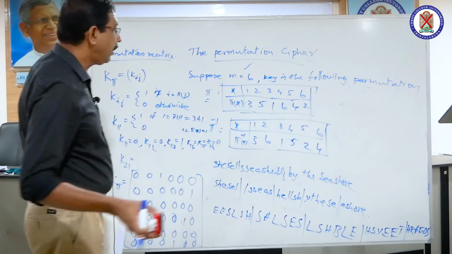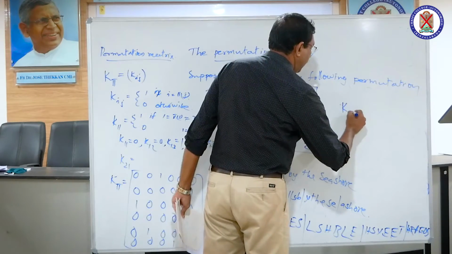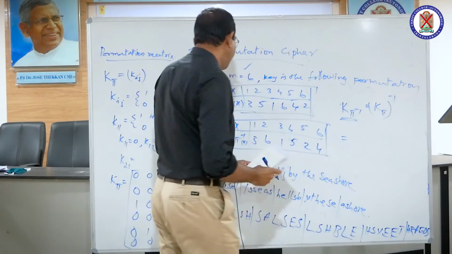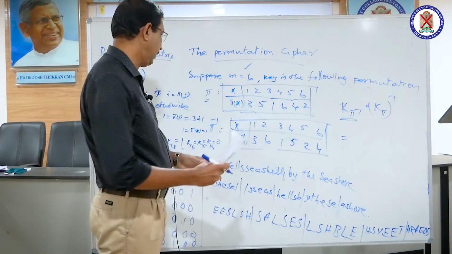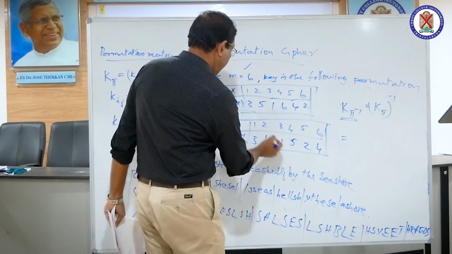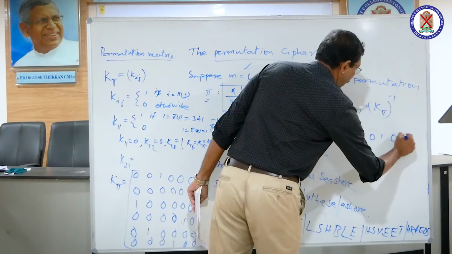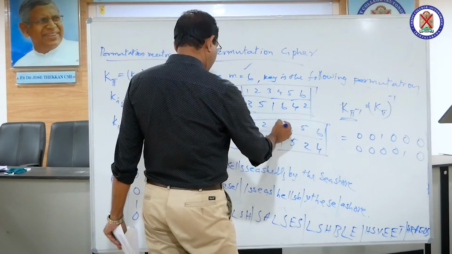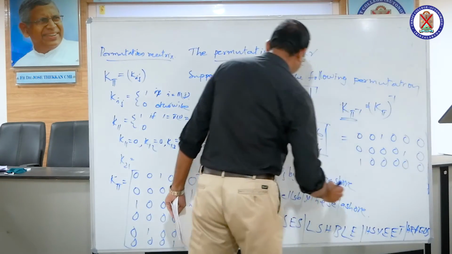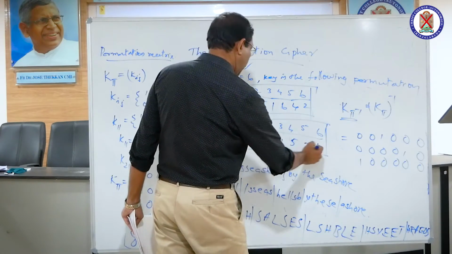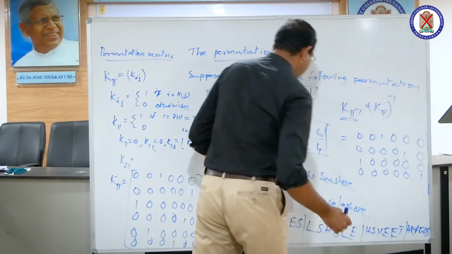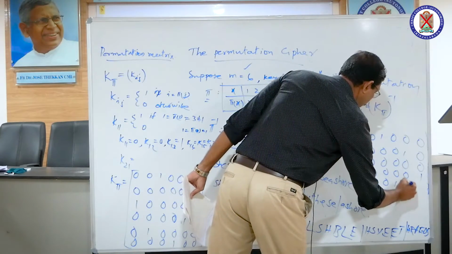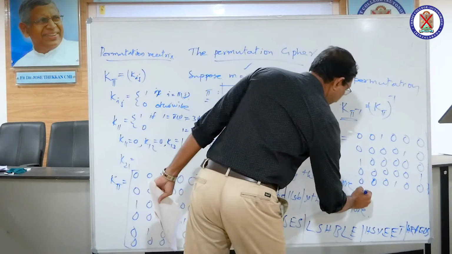In a similar fashion, we can find K pi inverse. K pi inverse is the same as K pi whole inverse actually, but this is somewhat easy. We have the inverse permutation pi inverse like this. Therefore, 1 is in the 3rd position, so we have 0, 0, 1, 0, 0, 0. Then 2 is in the 5th position: 0, 0, 0, 0, 1, 0. Then 3 is in the 1st position: 1, 0, 0, 0, 0, 0. Then 4 is in the 6th position: 0, 0, 0, 0, 0, 1. And 5 is in the 4th position, and 6 is in the 2nd position.